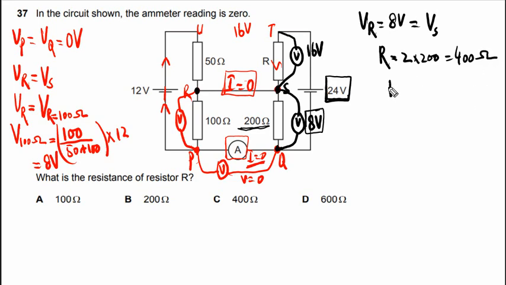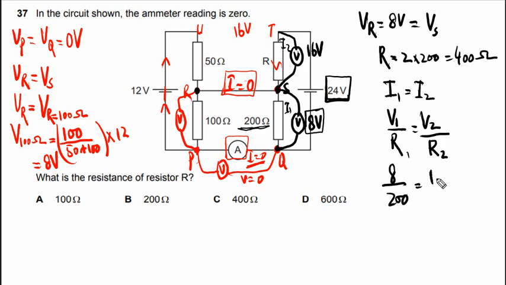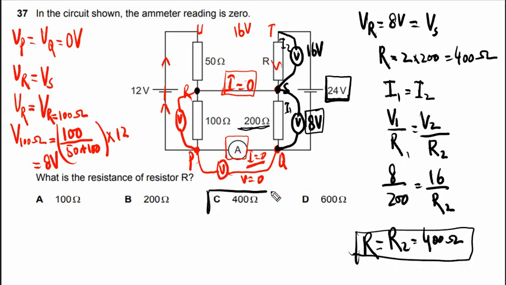Or we can also find it in a different way. As you can see, let's say the current passing through the 200 ohm resistor is I1, and the current passing through R is I2, but in this case I1 is equal to I2. So we can say the potential difference across the 200 ohm resistor, V1, divided by its resistance has to be equal to the potential difference across resistor R divided by the resistance of R. Let's say that resistance is R2. R1 we can write as 200, and V is 16, so we have to find the value of R. You will find that R is equal to 400 ohms. So our answer for this question is 400.